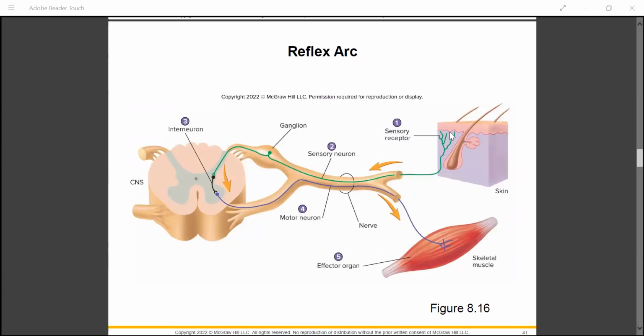So the sensory receptor in the dermis is going to feel the sensation first. It's going to pass its information to a sensory nerve. It's going to go into our dorsal horn. We have an interneuron that's connecting our dorsal and ventral horn. Our ventral horn sends that signal out to the motor neuron and our effector organ, in this case, skeletal muscle.